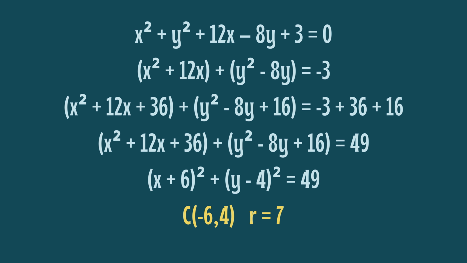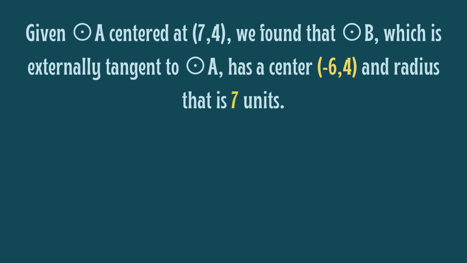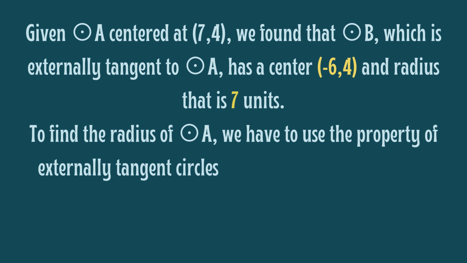After all that, the center is at -6, 4, while the radius is 7 units. Again, given circle is centered at 7, 4, we found that circle B, which is externally tangent to circle A, has a center at -6, 4, and a radius of 7 units. Now, to find the radius of circle A, we have to use the property of externally tangent circles.